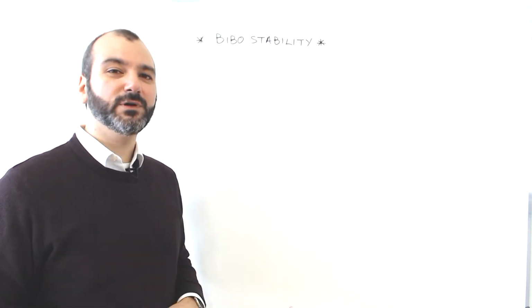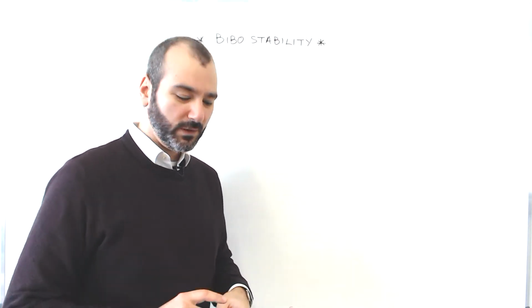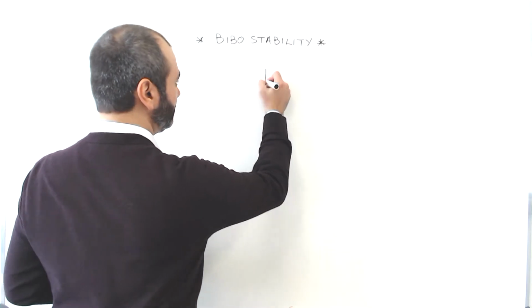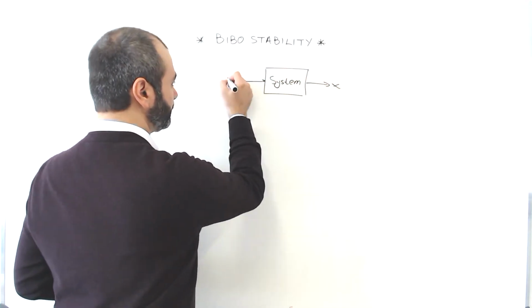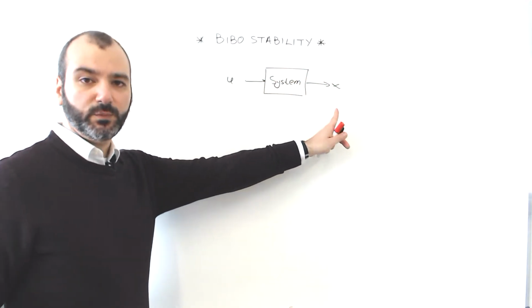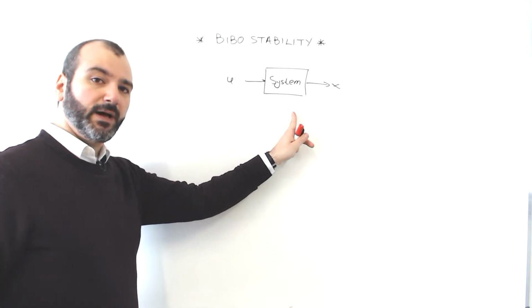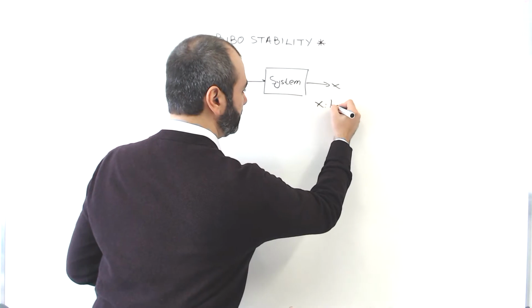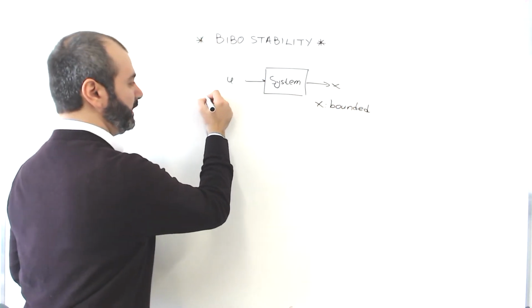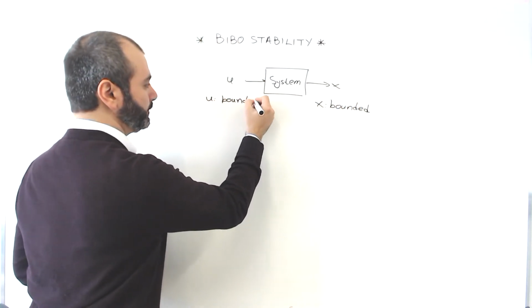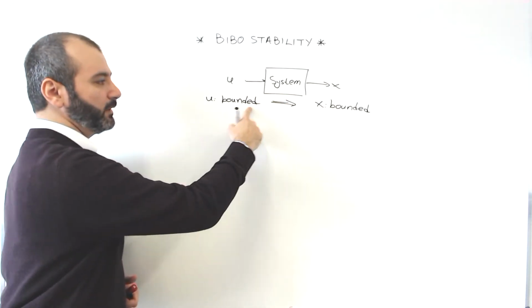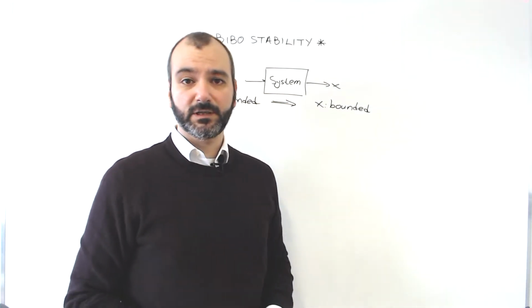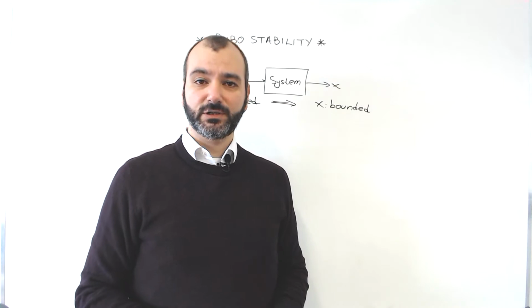What do we mean by reasonable? We mean that the signal is bounded. So once again, a dynamical system with an input u and an output x will be said to be BIBO stable if the output x is bounded whenever the input u is bounded. So u is bounded implies that x is bounded. And here is the definition written in this slide.